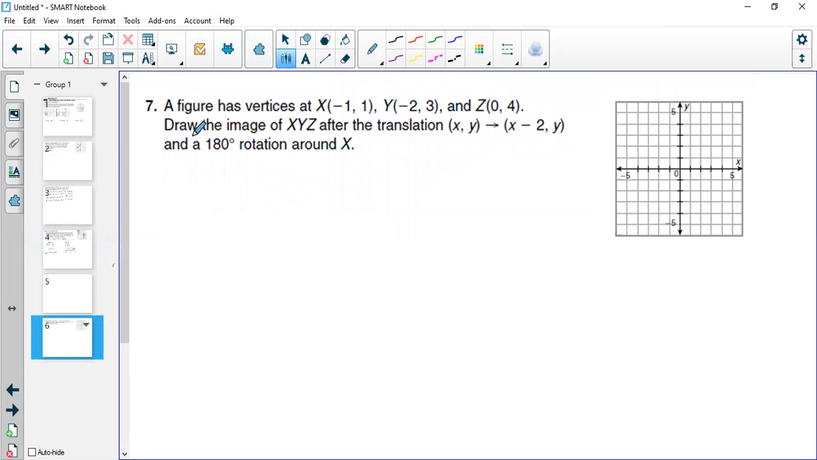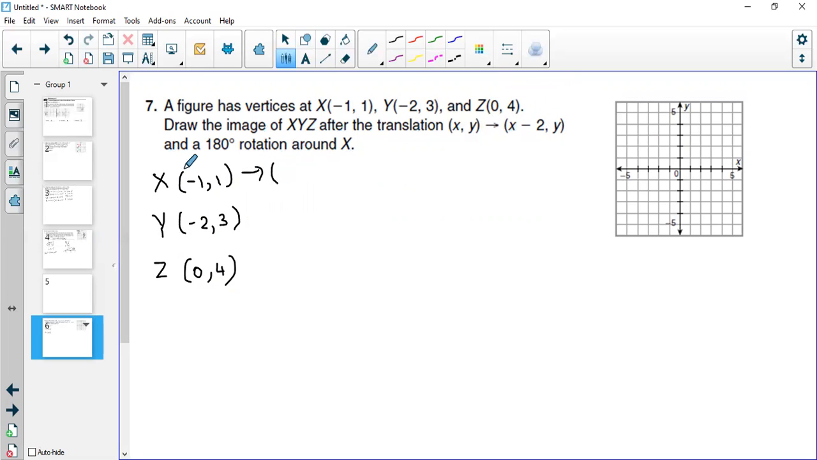Now question number 7. A figure has vertices at x negative 1, 1. Okay, there's a triangle again. Draw the image of x, y, z after the translation. Again, they have given us the translation. We need to draw the image. Okay, so let me write down the coordinates. X is negative 1, 1. Y is negative 2, 3. Z is 0, 4. Okay, the rule is from the value of x we will subtract 2.